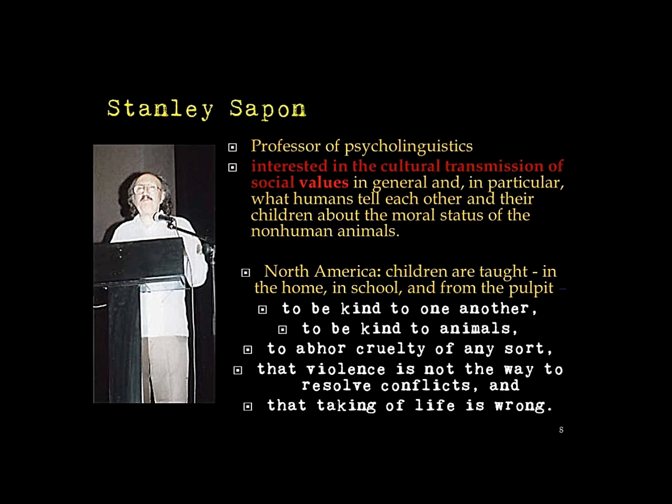Now, this is North American culture, and children are taught to be kind to one another, to be kind to animals, to abhor cruelty of any sort, that violence is not the way to resolve conflicts, and the taking of life is wrong. Now, normally, that creates a few smirks in the audience because we talk about North American culture and you think, what? But the interesting part about that, and part of my story, is that this is the initial thing that the children are taught. And essentially what Sapon is talking about is what happens when a little bit of reality comes in. That's where it becomes interesting.